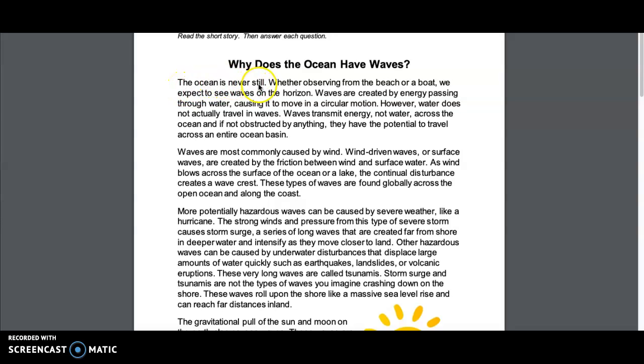The ocean is never still. Whether observing from the beach or a boat, we expect to see waves on the horizon. Waves are created by energy passing through water, causing it to move in a circular motion. However, water does not actually travel in waves. Waves transmit energy, not water, across the ocean, and if not obstructed by anything, they have the potential to travel across an entire ocean basin.